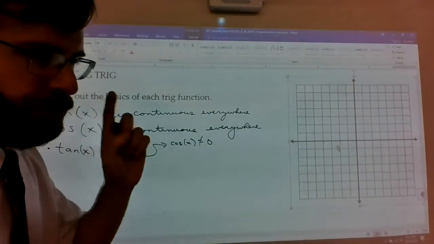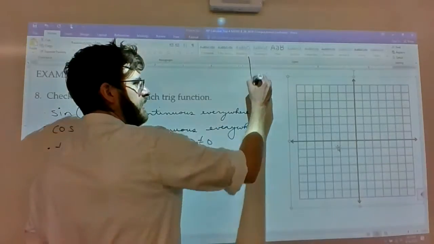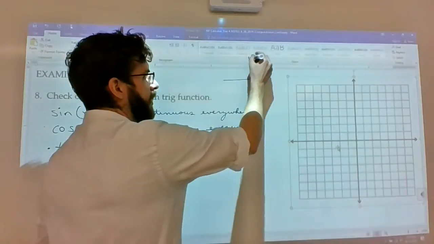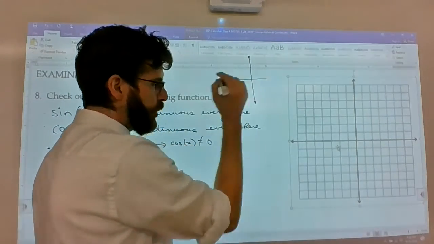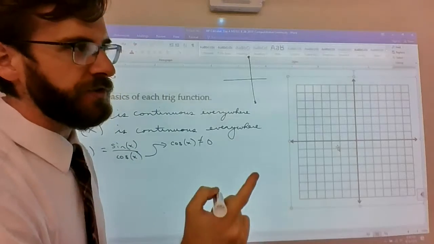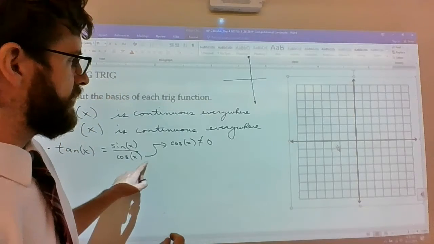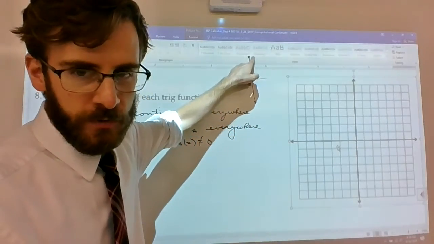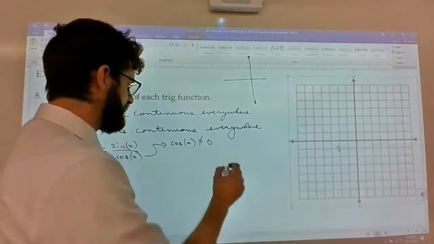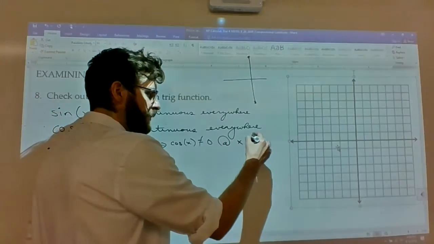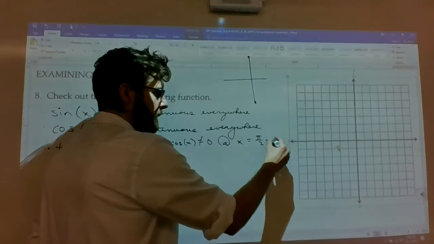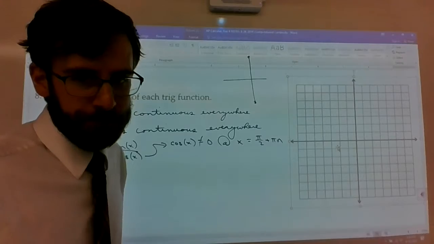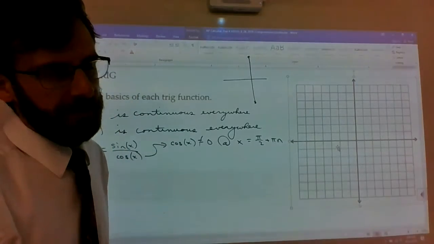If you recall from your unit circle days, cosine is the same thing as the x value on the unit circle. So on the y-axis, cosine equals 0. So when we're at pi over 2, 3 pi over 2, 7 pi over 2, and so on, which can be written as at x equals pi over 2 plus pi n, where n is any integer value, you've got domain issues. So how will we talk about this?